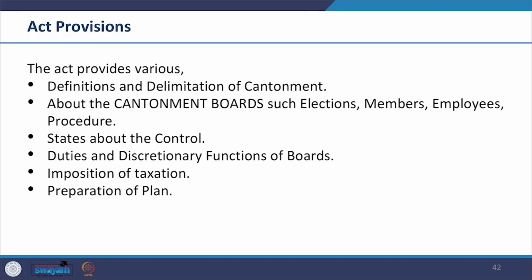Further, we'll quickly browse through the Act. So we see that there are definitions and delimitation of the cantonment. There are details about the cantonment boards and their elections, members, employees, procedure. They also state about the control. They also specify the duties and discretionary functions of the boards, what kind of taxes they can impose, and then they're responsible for preparation of the plan and then the control over the buildings. So there are many other responsibilities. I have just selected a few of them to be discussed here very briefly.